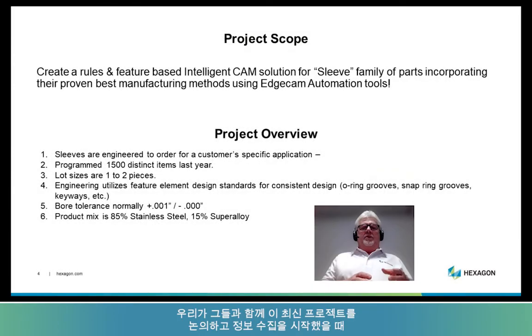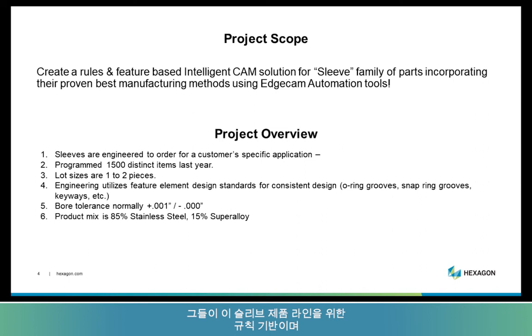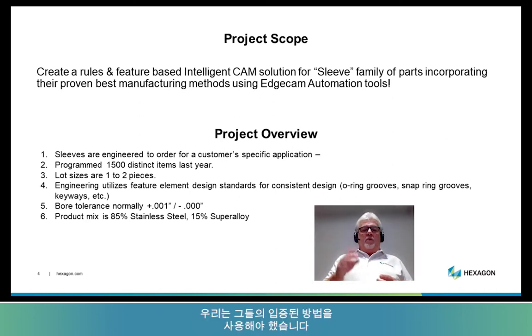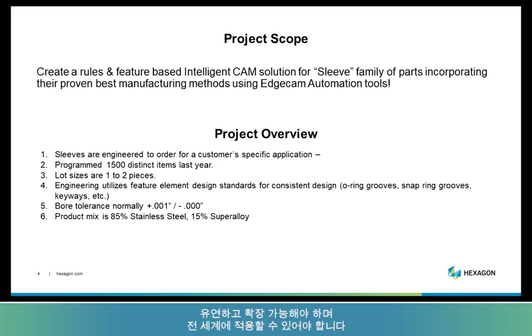So when we sat down with them to discuss this latest project and start gathering the information, we found out that they wanted us to create a rules-based, feature-based automation project for this sleeve product line. We were to use their proven methods. It must be flexible, it must be scalable, and it must be global.